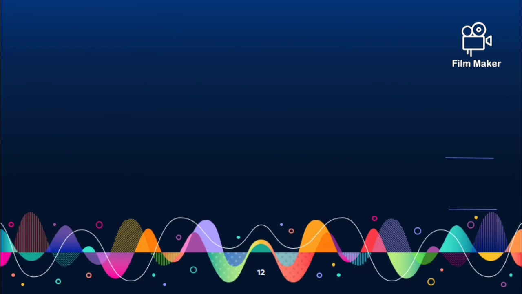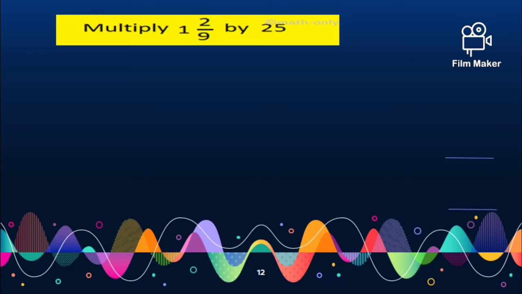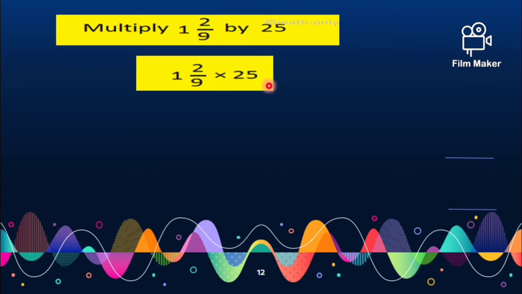Students, for your further explanation, I have taken another example in which we are multiplying a mixed fraction by a whole number. The example is 1 whole 2 by 9 multiplied by 25, which means we have to multiply 1 whole 2 by 9 by 25. So what we do, we will write 1 whole 2 by 9 multiply by 25.